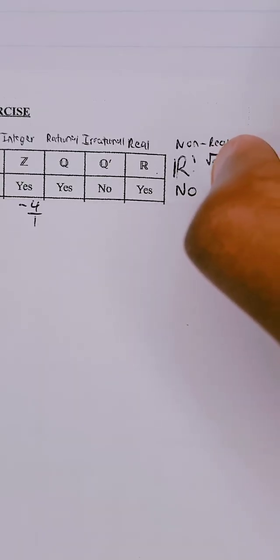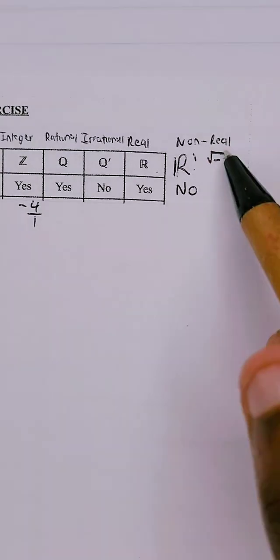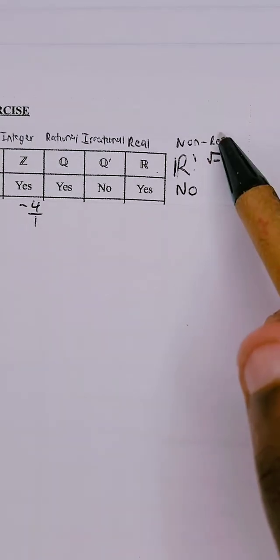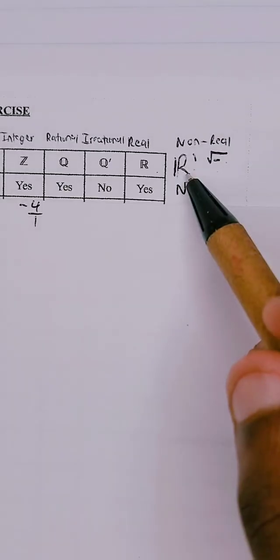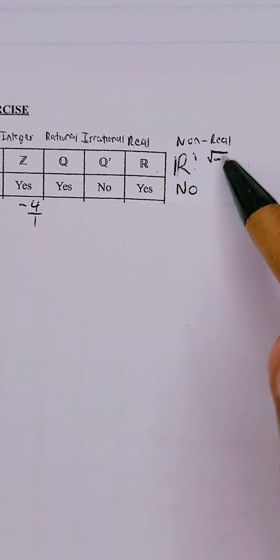root that is even, and there's a negative number inside that root. All numbers that are inside an even root that are negative, we regard them as non-real. I repeat, all negative numbers found inside an even root are non-real. Okay, so negative 4 is not a non-real number.